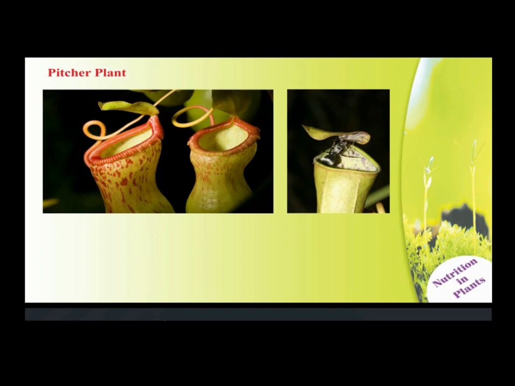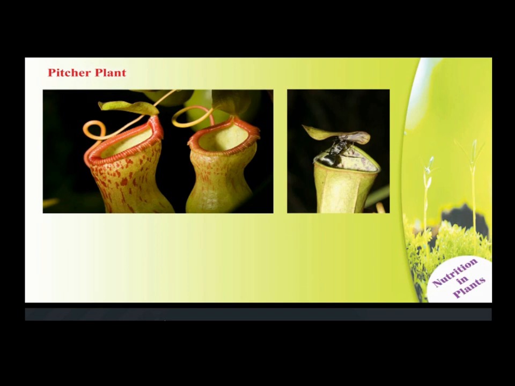The trapped insect gets entangled in the hair of the pitcher and hence cannot come out. After some time, the insect dies in the pitcher. Okay. Then what happens after that?